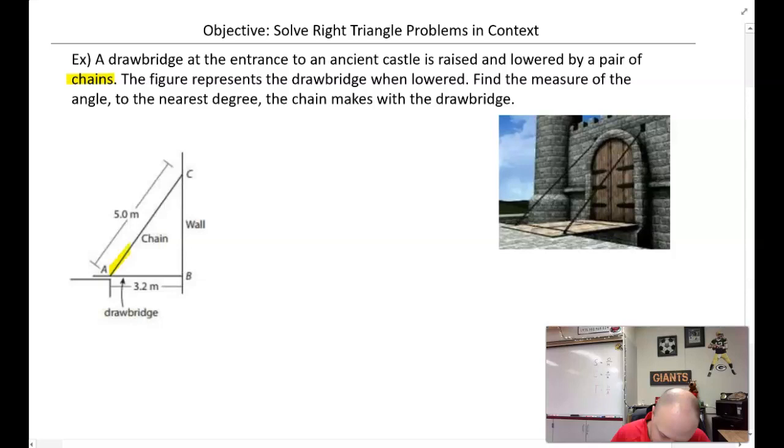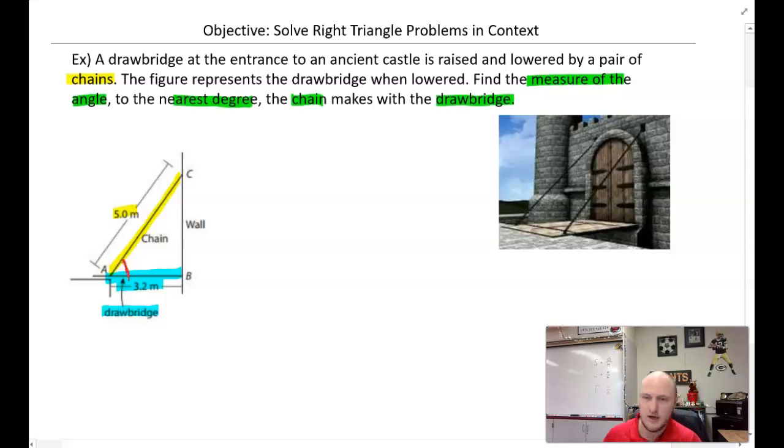So here's the chain. They tell us this in the diagram. They're saying the length of the chain is 5 meters. Now we have a wall here, and the drawbridge is here, which they say is 3.2. So here's the drawbridge. What do they want us to find? They say find the measure of the angle. So we're solving for an angle to the nearest degree the chain makes with the drawbridge. So here's the chain again, here's the drawbridge. So we want this angle.